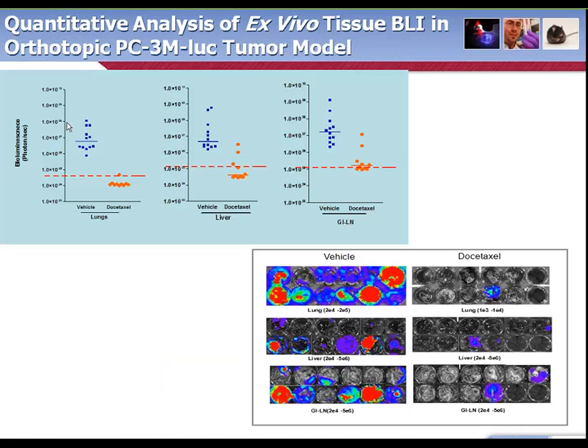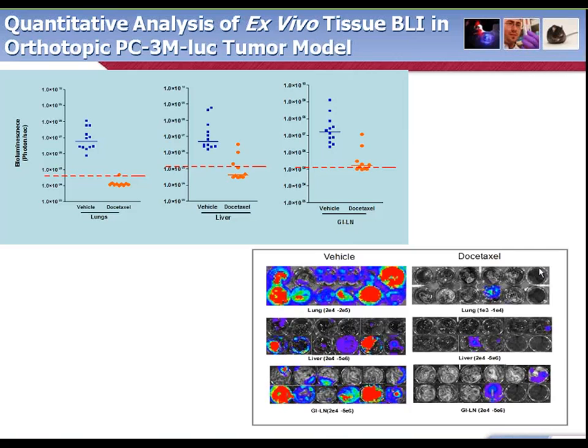Ex vivo imaging of the lungs, liver, lymph node. You can see the scatter graphs over here. At the end of the study, this is for PC3M. And you can see that we have significant light coming from the vehicle-treated group in all cases, and only in a couple of animals do we have significant light coming from the docetaxel-treated group, and those images are actually here.